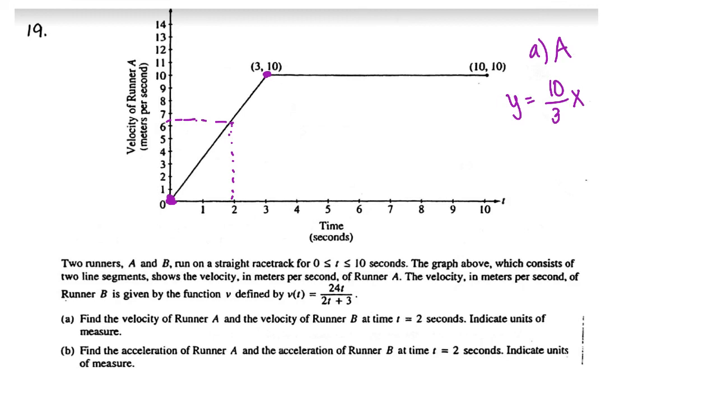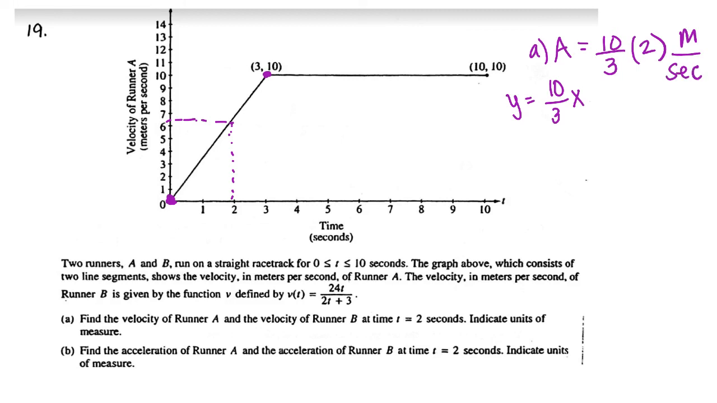So the velocity at time t equals 2 means we just need to plug in 2. So for runner A, it's going to be 10/3 times 2, and you can stop there. And I think we have to do units of measure. So that's going to be meters per second, and that's going to be it for that one.